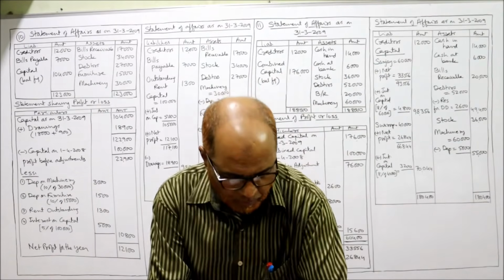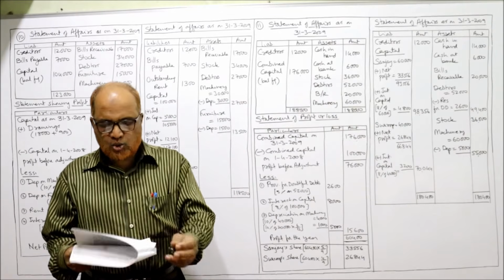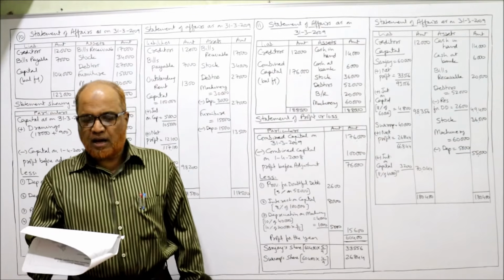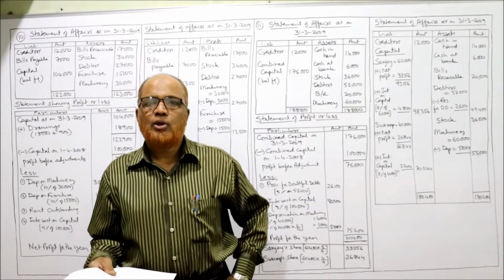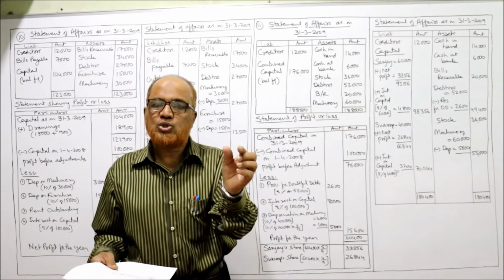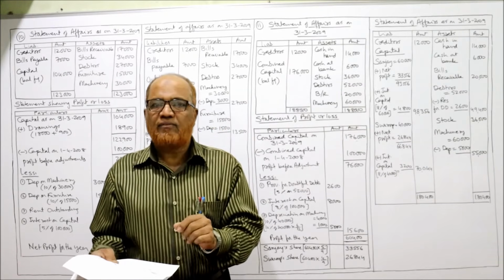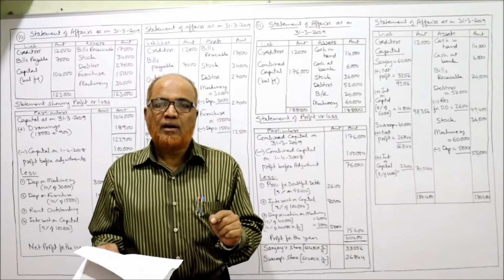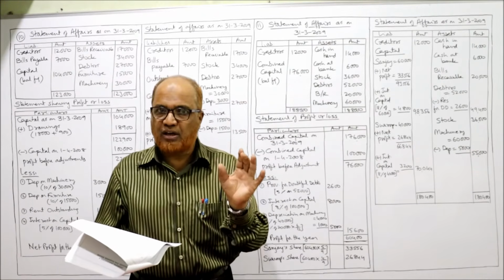Now I am reading out problem number 11. Sanjay and Swarup are partners sharing profits and losses in the ratio of 5:4. The profit sharing ratio 5:4 means 5 by 9, 4 by 9. Sanjay will get 5 by 9 and Swarup will get 4 by 9. That is the profit sharing ratio.